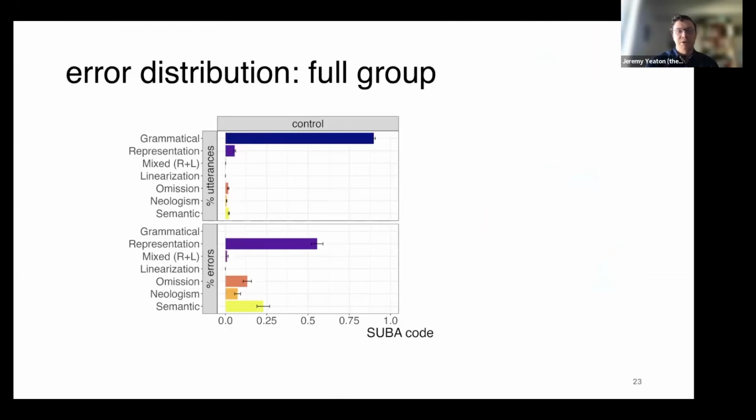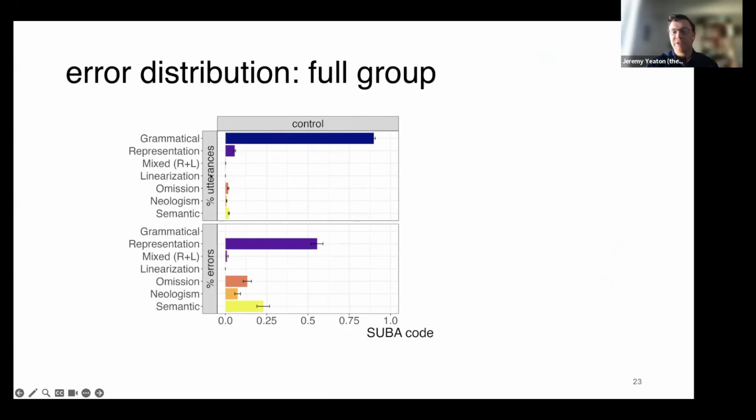So if we look at the error distribution over the full group, and this is kind of what we're trying to do, rather than look at it in any one dimension, we can look at the error distribution and see how people are making errors rather than just trying to clump them into one bucket or another. So this is for the control group.